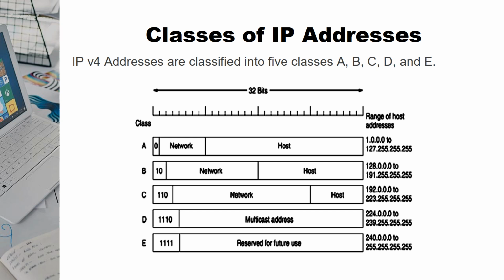Then on class C, we have 192.0.0.0 to 223.255.255.255, and this one has 24 network bits and 8 host bits. Then we can look at the multicast address, class D, 224.0.0.0 to 239.255.255.255, and this one is used for multicasting. Then we have class E, that's 240.0.0.0 to 255.255.255.255, which is reserved for future use.